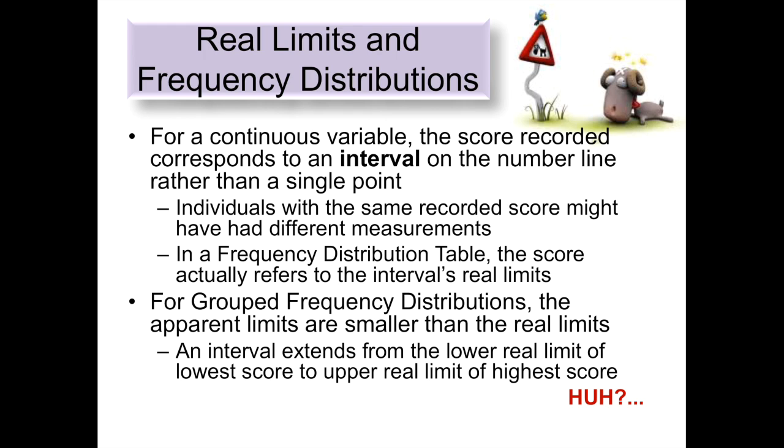Individuals with the same recorded score might have different measurements, right? So I might be in the 5 foot tall range, but if I don't give a 5'1" or a 5'1/2", if you're 5'1/2", you'd have to be in my range versus like a 5'4". Right? So we're going to have the same recorded score, but maybe have slightly different measurements. For a group frequency distribution, the apparent limits are smaller than the real limits. Right? An interval extends from the lower real limit of the lowest score to the upper real limit of the highest score. So let me just kind of show you on the next slide here what I mean with that.